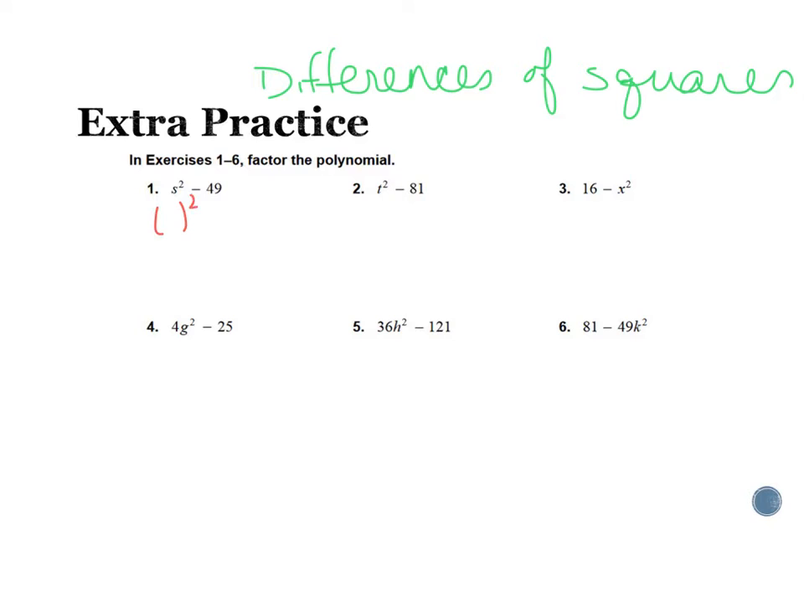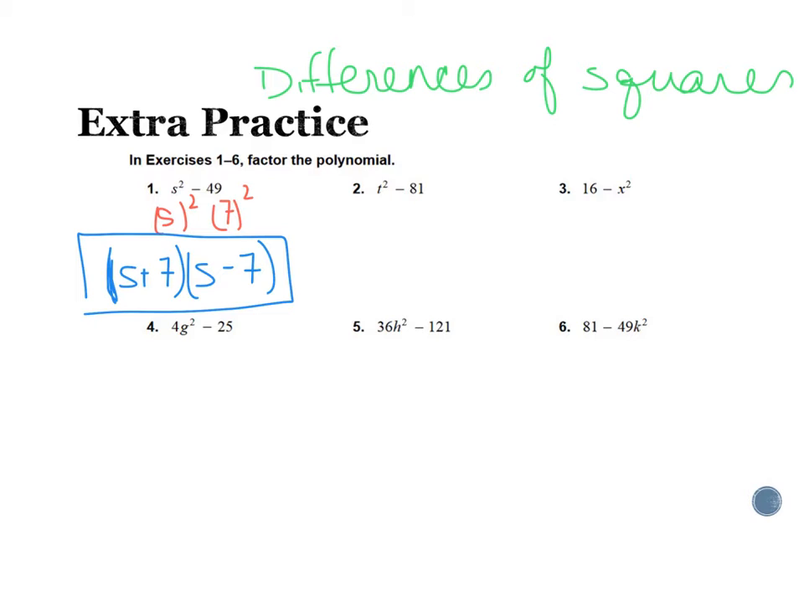And let's go ahead and look at that something. What squared makes s squared? It's s. What squared makes 49? That is 7. So this is a difference of two things that are squared. So what this is going to factor into is actually (s + 7)(s - 7). And you're done. That's your answer.